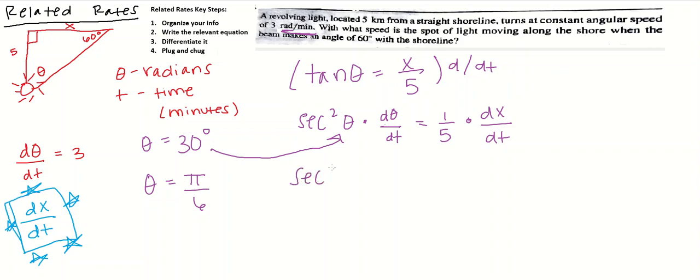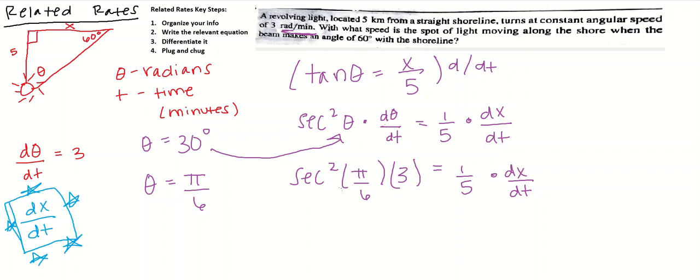So we're going to have secant squared of pi over 6, and that gets multiplied by d theta dt, which we know is just 3. And then that is all going to equal 1 over 5 times dx dt. So now we have an equation with only one unknown. dx dt is our only unknown. And dx dt is exactly what we wanted to figure out. So from here, it is just going to be doing some algebra.